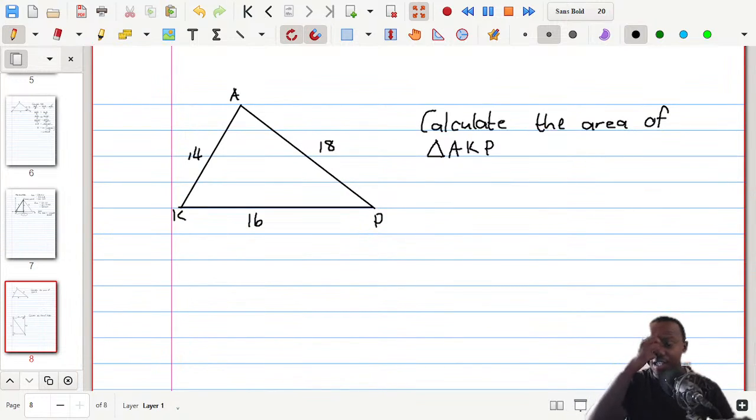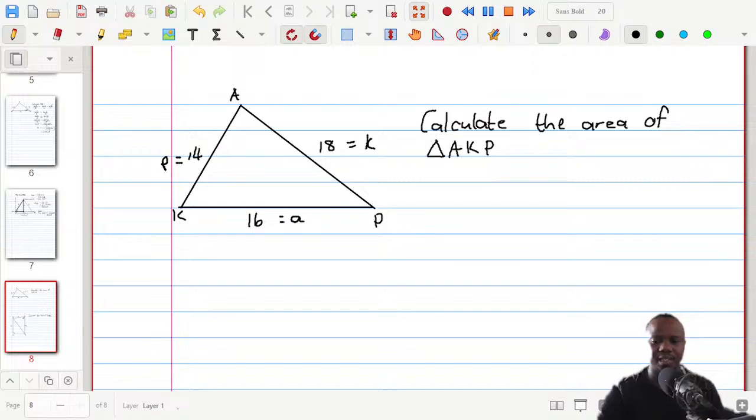So the first question here says we need to calculate the area of triangle AKP. Let's label our sides. This is K, this is P, and this is A. Now, we do not have two sides and an included angle. So we need to make sure that we first calculate what our included angle is. Once we have the included angle, only then can we calculate the area of this triangle.